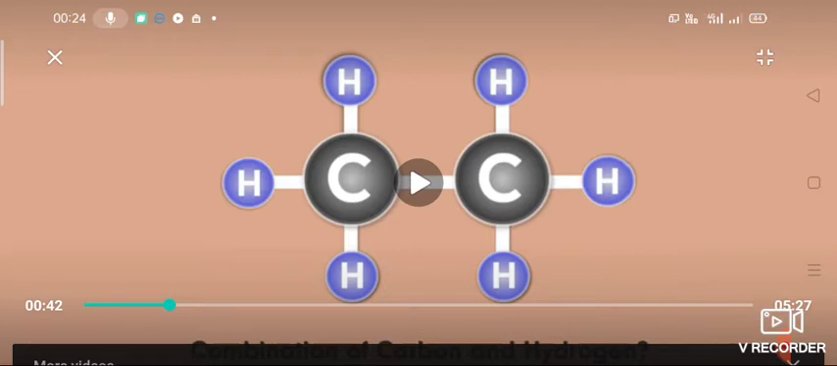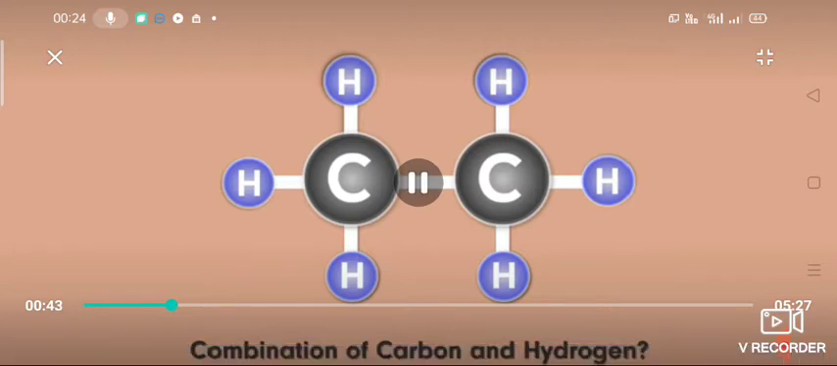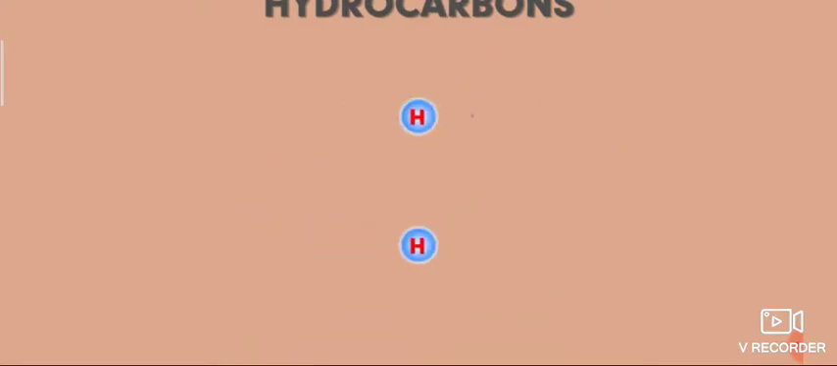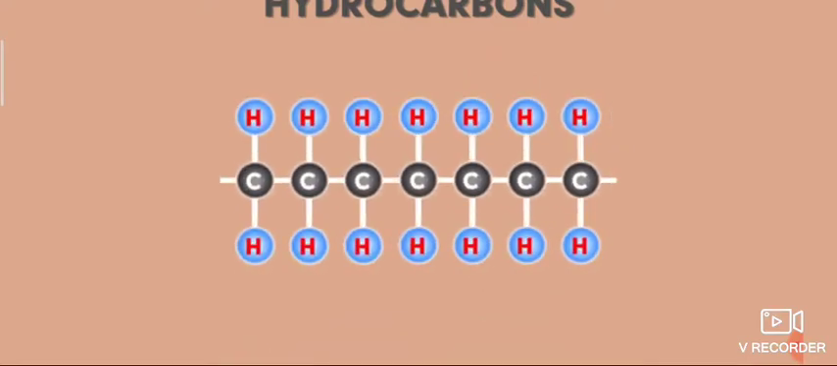So one carbon atom is combined with hydrogen atom, or sulfur, oxygen, nitrogen, chlorine can be combined with carbon to form carbon compounds. The combination of carbon and hydrogen is known as hydrocarbons, or petroleum compounds.